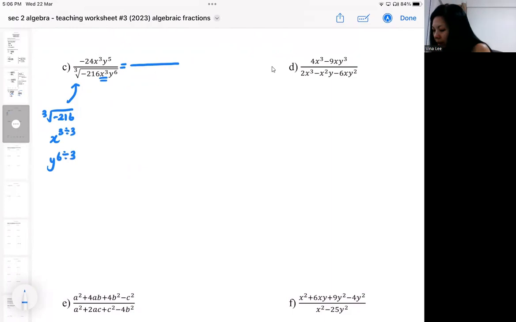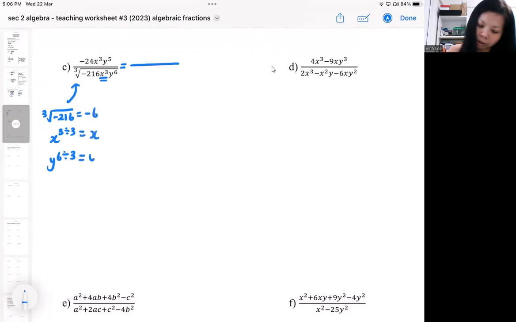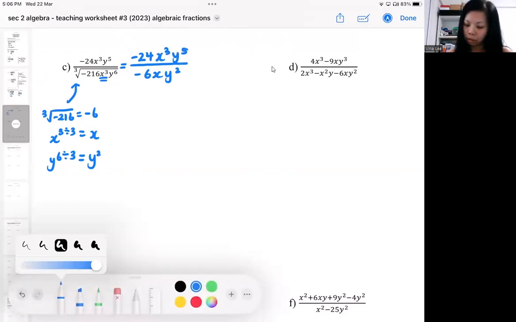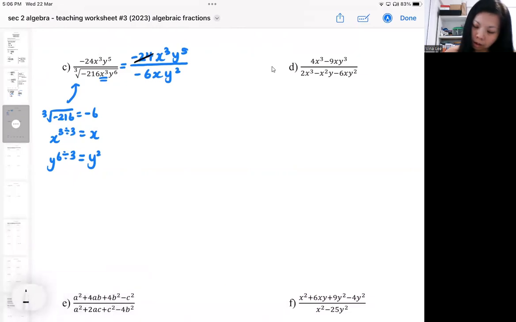So in fact, when you cube root, you will get a -6. Here you will get an x. Here you get a y squared. So the denominator becomes -6xy squared. Then you do the cancellation. So I cancel the number first.